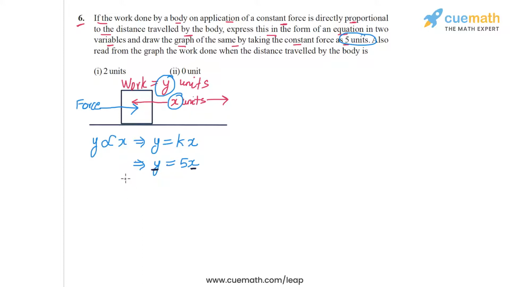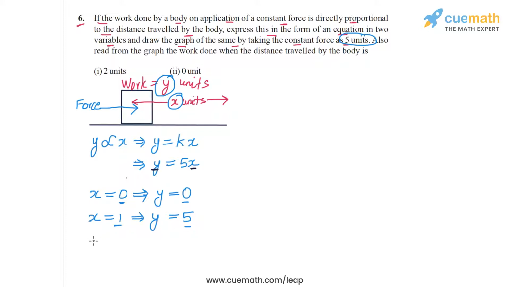Now we have to draw the graph of this equation, and for that we need to find any two specific solutions of this equation. Let's give any two specific values to x and find the corresponding values of y. If we take x equal to 0 units, y equals 5 into 0, which is 0 units. And if we take x equal to 1, then y will be 5x, or 5. So one solution is (0, 0) and another solution is (1, 5).